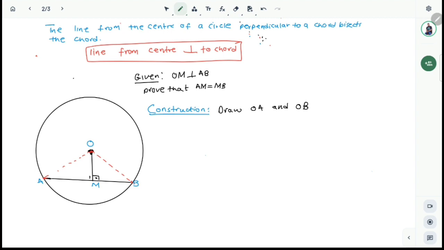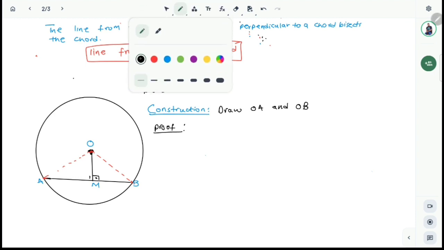So after construction is the proof. In order for this AM to be the same as MB, triangle AOM and triangle OMB must be congruent to each other. You will remember that when we talk about congruent triangles, we have got 4 conditions, right, to prove whether two triangles are congruent to each other.